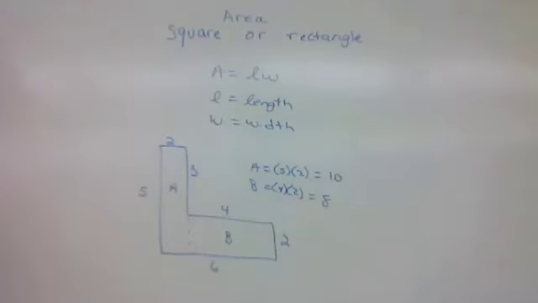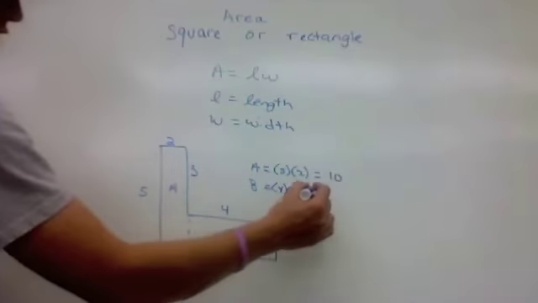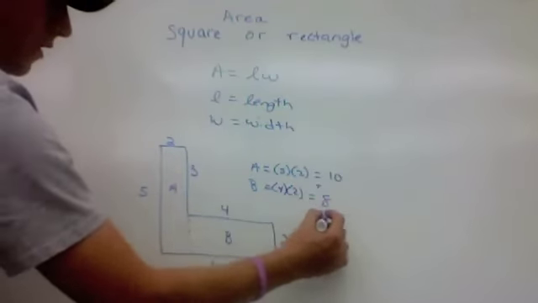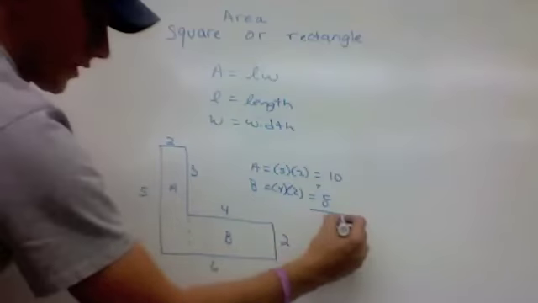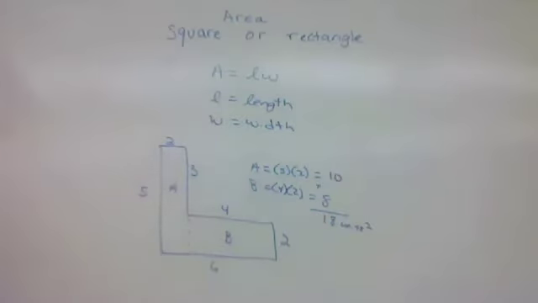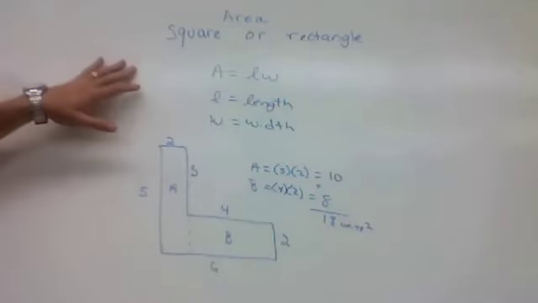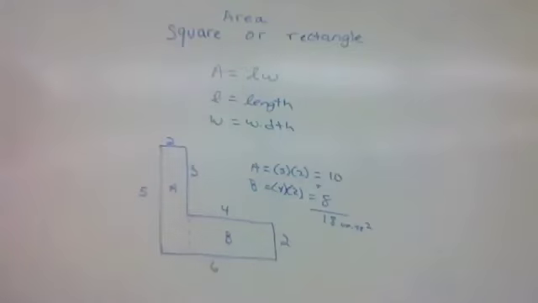Now we're not finished. Once we've done that, we have A and B, and we've got to add the 2 together. So we're going to simply add 10 and 8 together, and we're at 18. Since I didn't give you what the units were in this case, we're just going to call it units. So 18 units squared is our final answer. So again, to find the area of a square or rectangle, we're going to take area equals length times width.